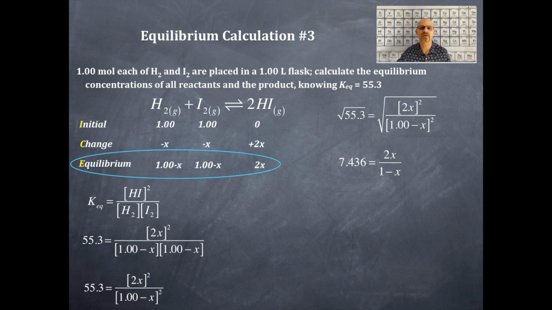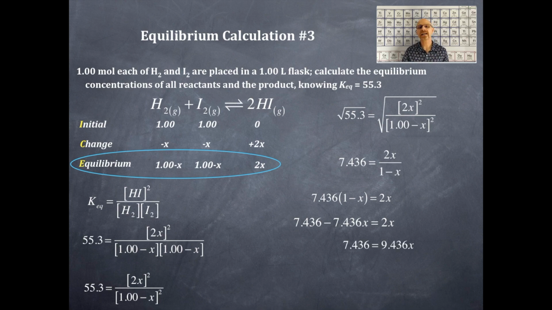Now, we're going to solve for x. That's all we're doing here. So we're going to cross multiply, if you will, and this is what I get. So I got 7.436 times the quantity of 1 minus x is equal to 2x. We're going to distribute the 7.436 over the 1 and the minus x respectively, and that's what we get right there. Now what we're going to do is we're going to move that x term, which is the 7.436x, to the other side where the 2x is with an addition, and that's what we get here.